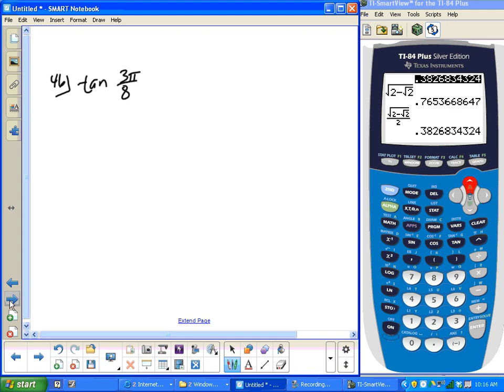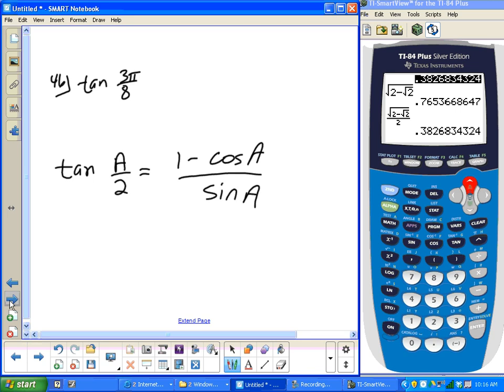So on my half angle formula, let's see, this is number 46. Tangent of A over 2 is equal to 1 minus cosine A over sine A. All right, so what divided by 2 is 3 pi over 8? I have no idea. Okay, so let's do this. Let's change 3 pi over 8 in terms of degrees.